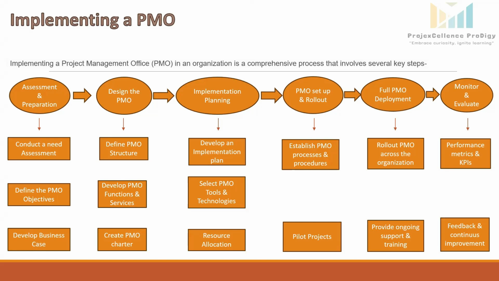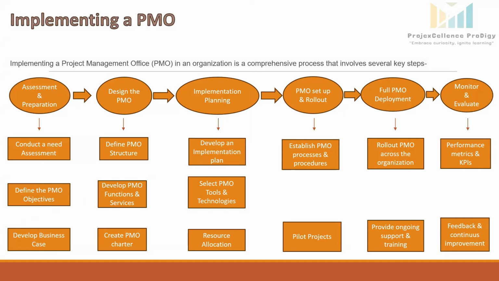Then we will come to the creation of the PMO charter. So we will clearly articulate the PMO's mission and vision. We have to decide the roles and responsibilities of PMO staff and how they will interact with the project team. And we have to establish the PMO's authority and governance structure, including the reporting lines and decision making processes. So this whole exercise will be done. It's a time taking job. Basically, we have to create a complete manual for the PMO.